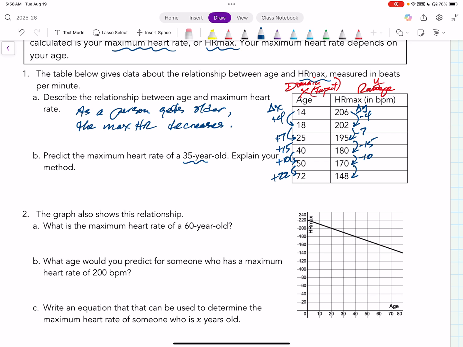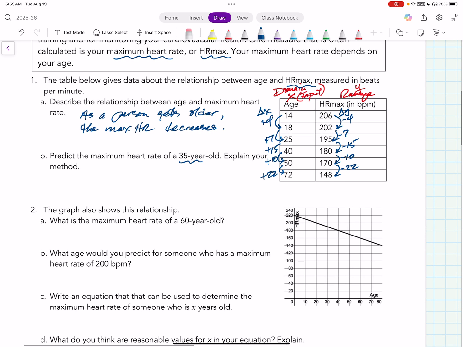You have to put the minus sign there, so keep track. If it's increasing, the rate of change is a positive number, and if it's decreasing, the rate of change is negative. So make sure you put the sign. Don't just write down 4, 7, 15, and 10. It's a minus 4. The maximum heart rate is decreasing as you get older, and from 170 to 148, that's a decrease of 22. But what's the average rate of change, in beats per minute per year?